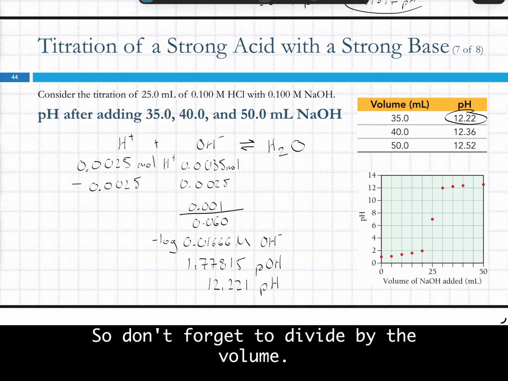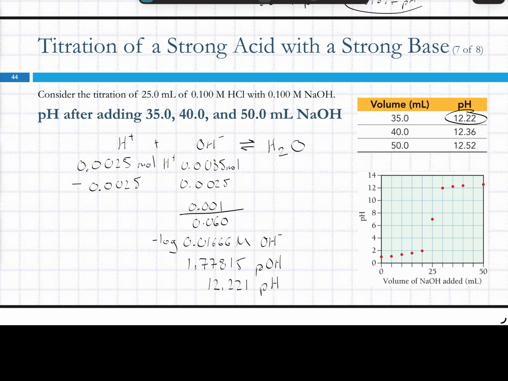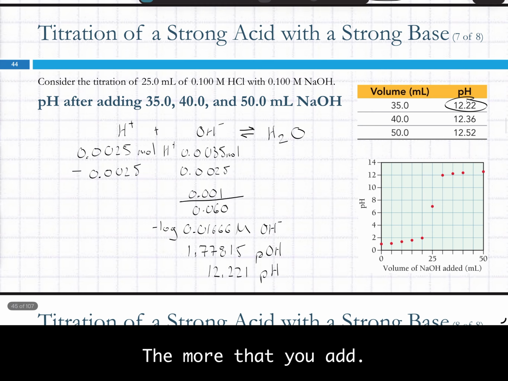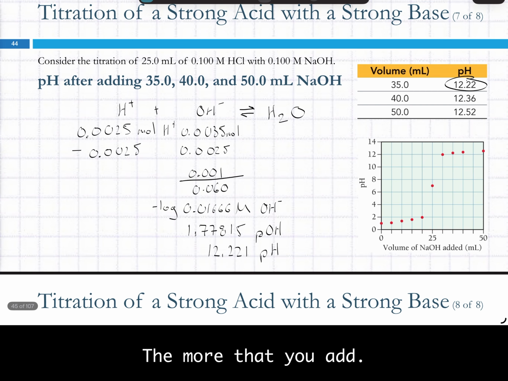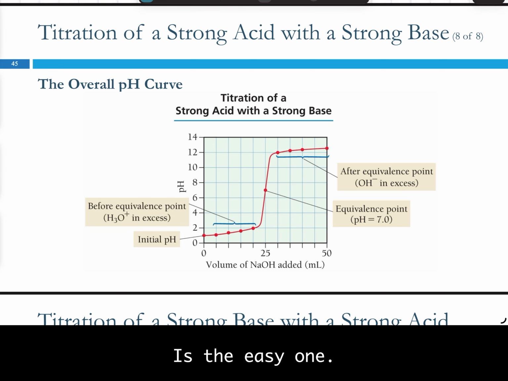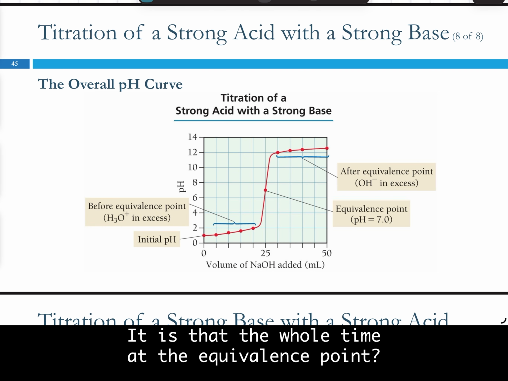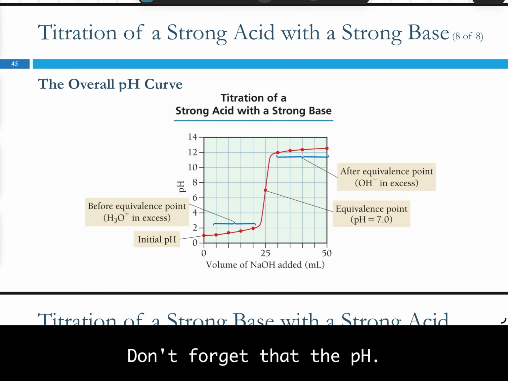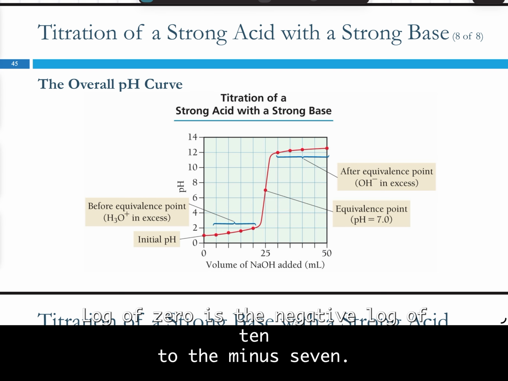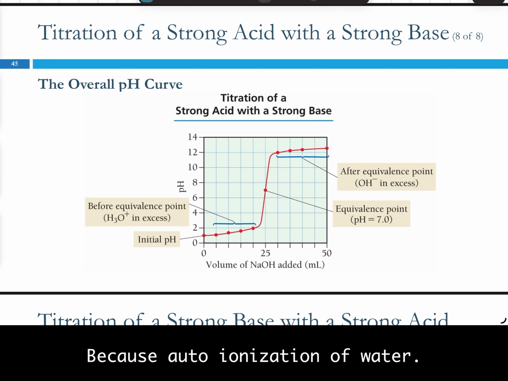So don't forget to divide by the volume, because every time the volume does change, and that matters the more that you add. So strong acid, strong base is the easy one. It is that the whole time. At the equivalence point, don't forget that the pH, if both of them are completely neutral, then the pH is not negative log of 0. The pH is the negative log of 10 to the minus 7, because autoionization of water.